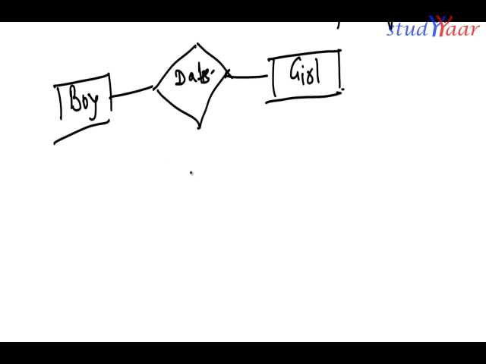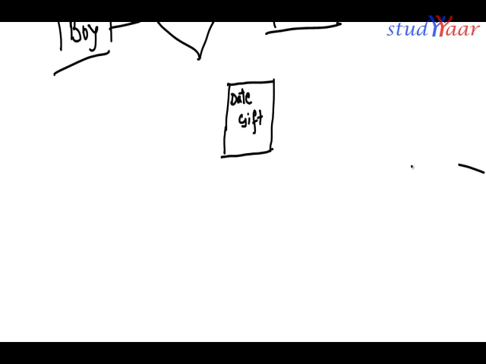So this boy maintains a journal entry. He has a book in which he writes down the date and the gift. Every boy who is participating in this dating relationship gives something to his girl, and that gift and date every boy writes down in his journal. So let's try to model this journal.